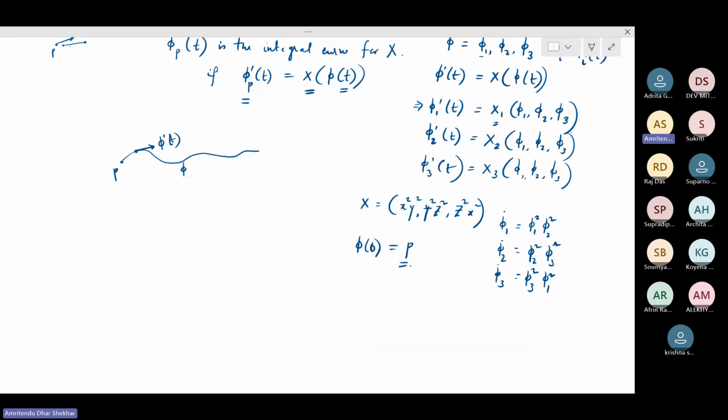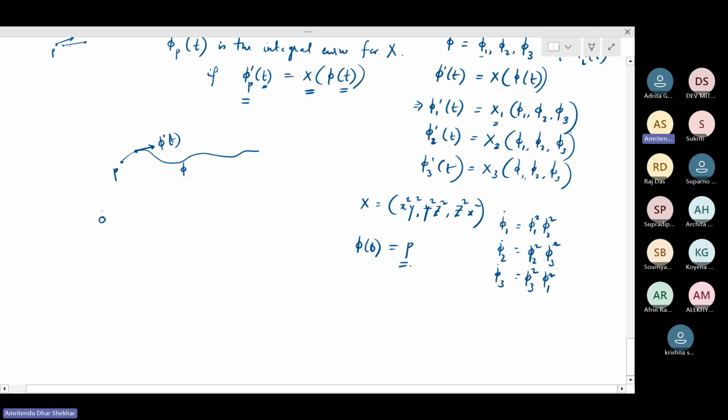So what this phi is doing, you can think of it in this way. Phi has two parameters in it. One is the time parameter, which is of course defining the curve. And the second parameter is the initial point from which you started this traversal. Okay, so let me just write it.